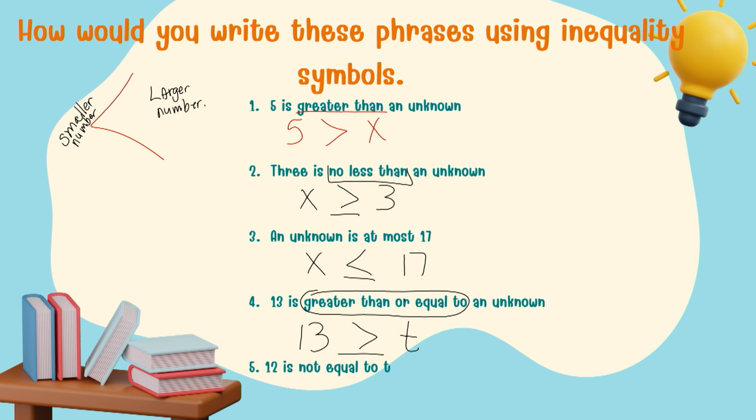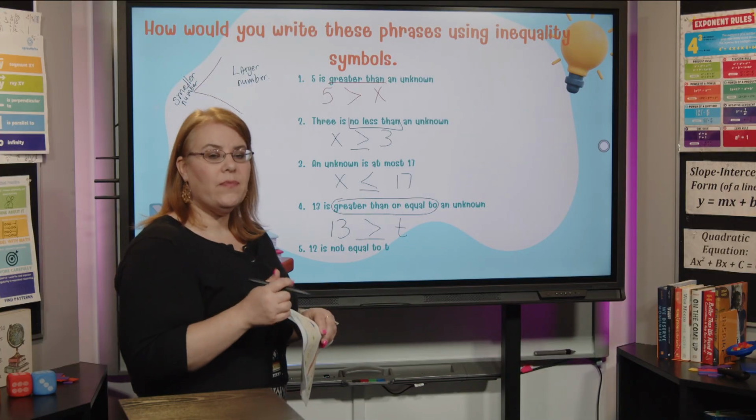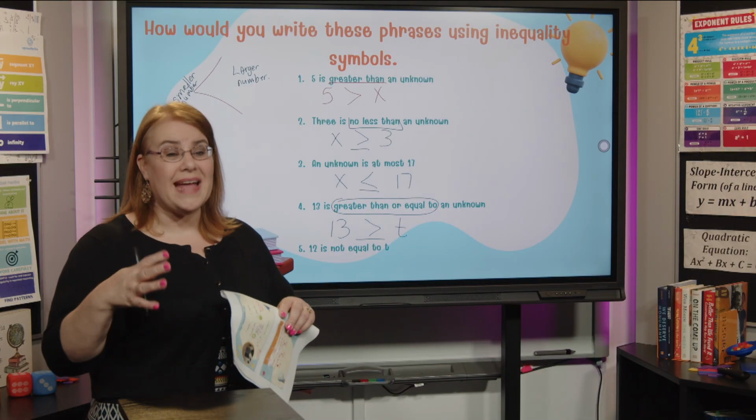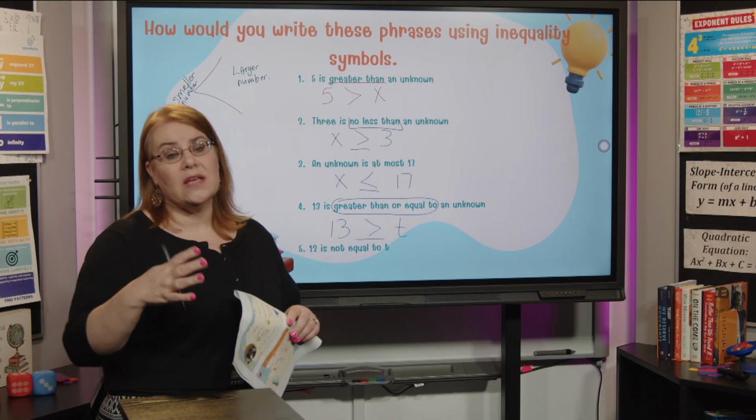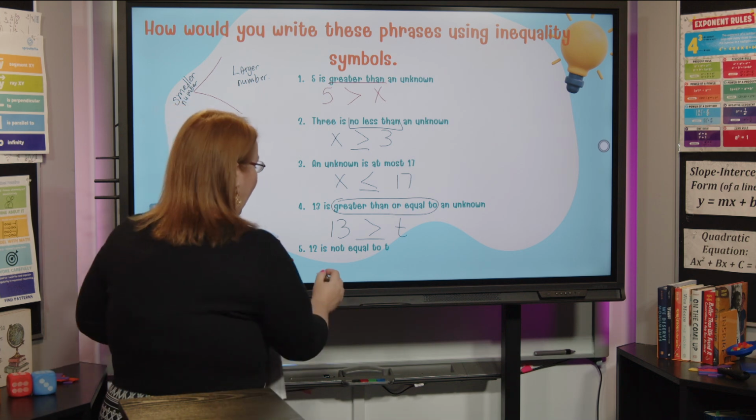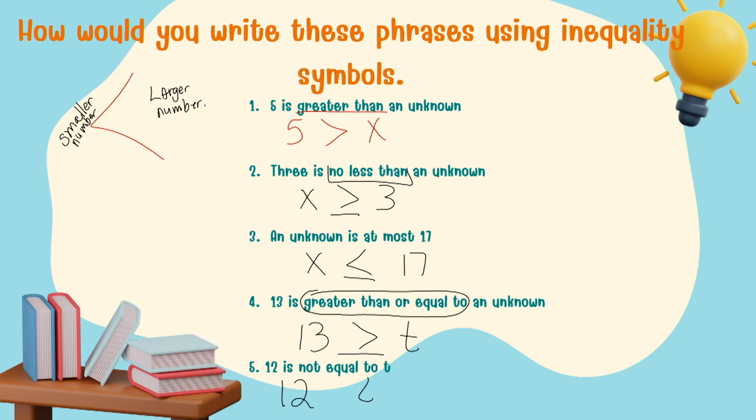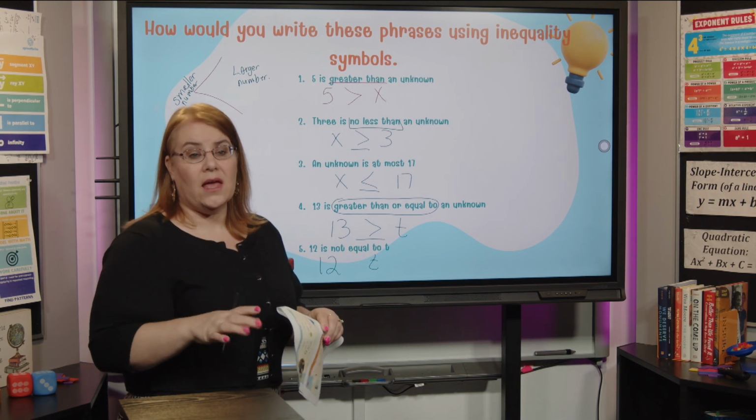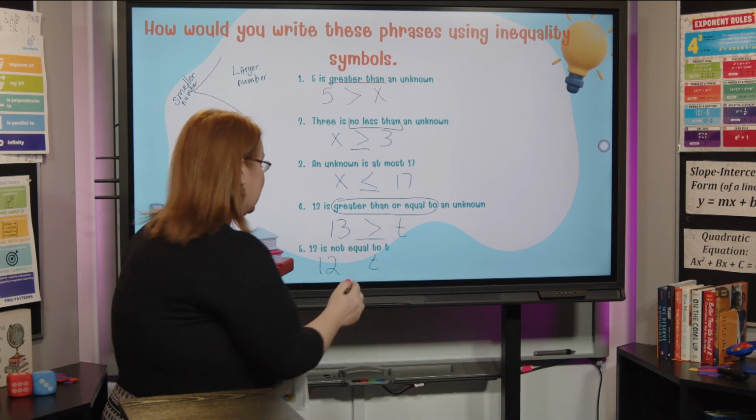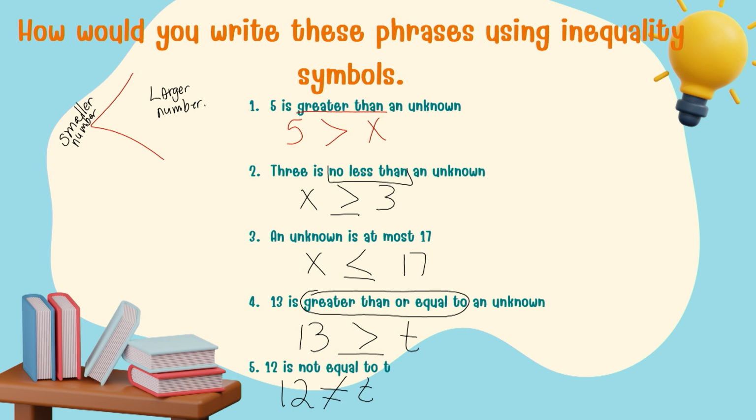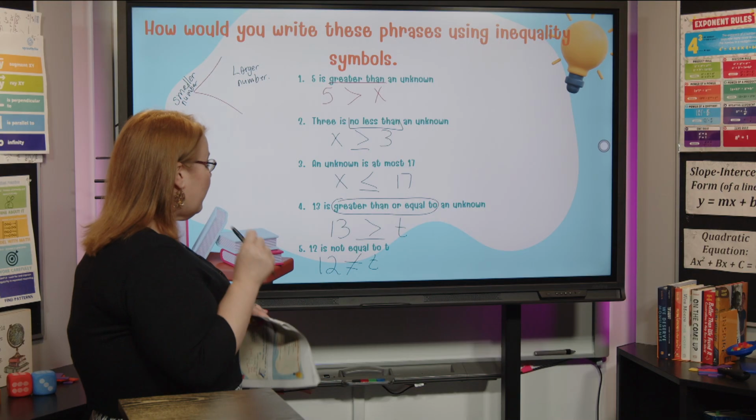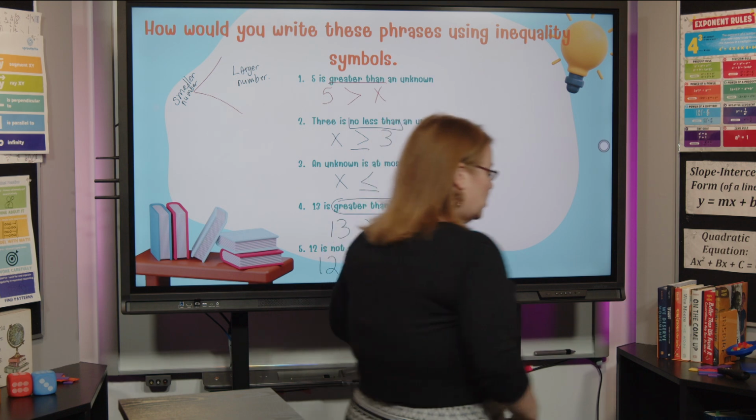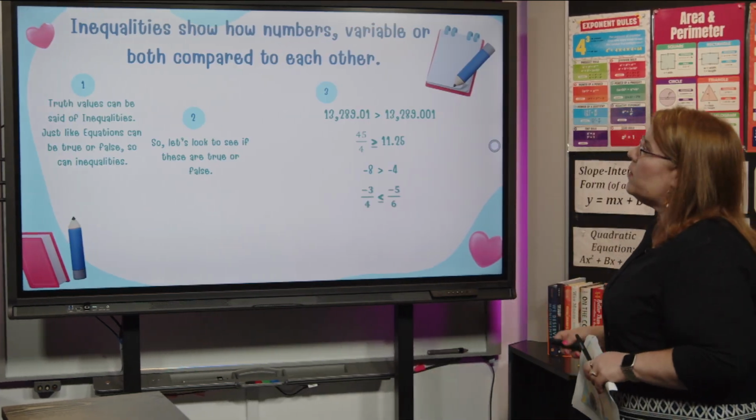12 is not equal to t. Now, here's something that a lot of us have not used as much, but we will be using further on in the course. So I have 12 and I have t. Is not equal to, meaning there's no way they can be the same thing. So the way I show that is an equal sign with a line through it. There's no way that 12 can be t. Those were good jobs.